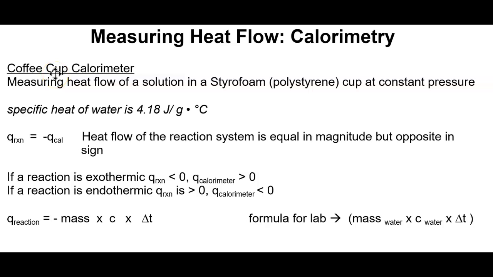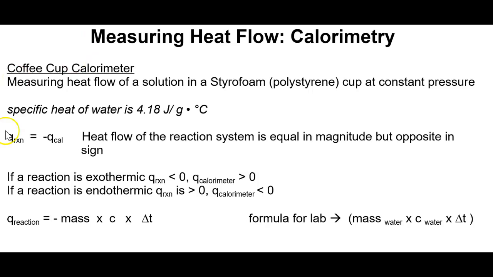You should be in measuring heat flow calorimetry, which should be around page 8 in your unit packet. So first we're going to talk about coffee cup calorimetry. We talked about that already in the videos that I had you watch yesterday. Measuring heat flow of a solution in styrofoam polystyrene cups at constant pressure. Specific heat of water hasn't changed, 4.18 joules per gram degrees Celsius.